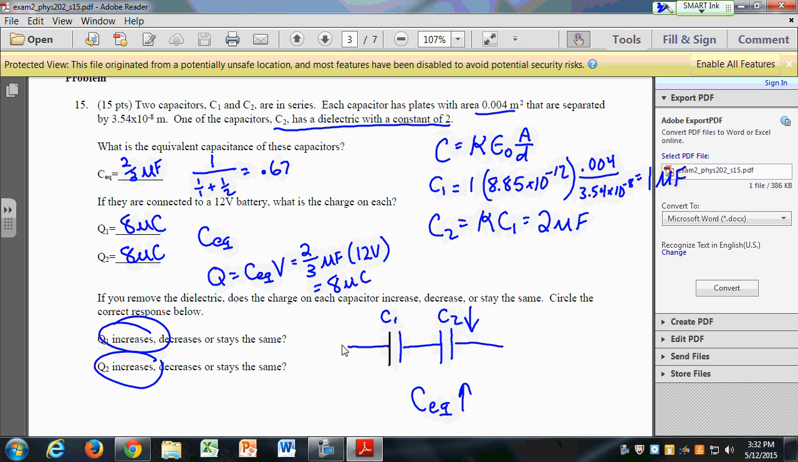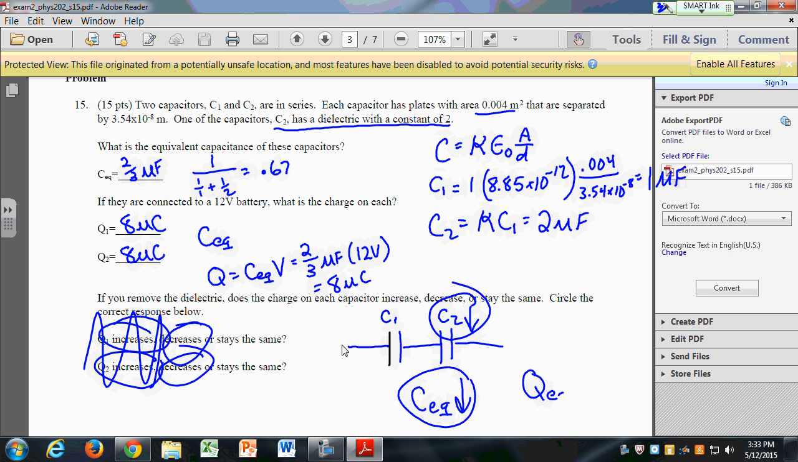Let me think. So I remove the dielectric. No, the equivalent capacitance decreases. Yeah, the equivalent capacitance decreases here. If this capacitance decreases, this capacitance also decreases. So they're both going to decrease. If the equivalent capacitance decreases, the charges will both decrease, because my equivalent charge is equal to that equivalent capacitance times V. All right?